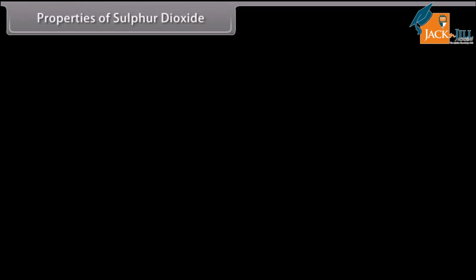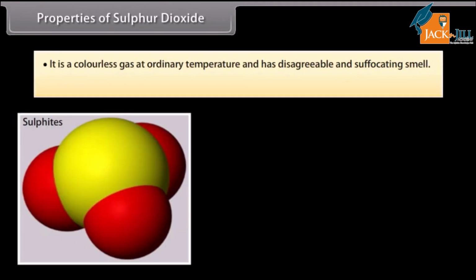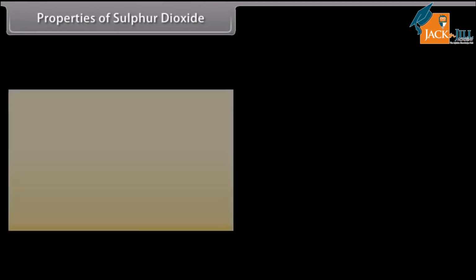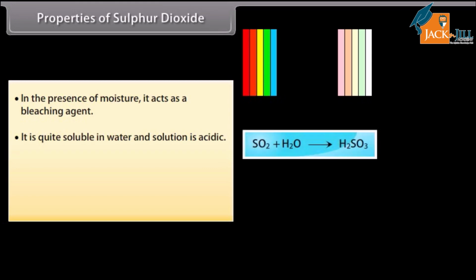Properties of sulfur dioxide. It is a colorless gas at ordinary temperature and has a disagreeable and suffocating smell. It reacts with alkalis, forming sulfides and bisulfides. In the presence of moisture, it acts as a bleaching agent. It is quite soluble in water and the solution is acidic.